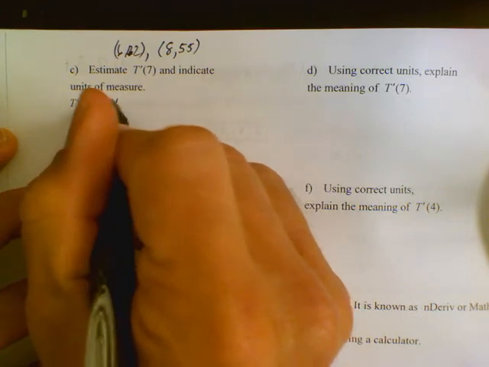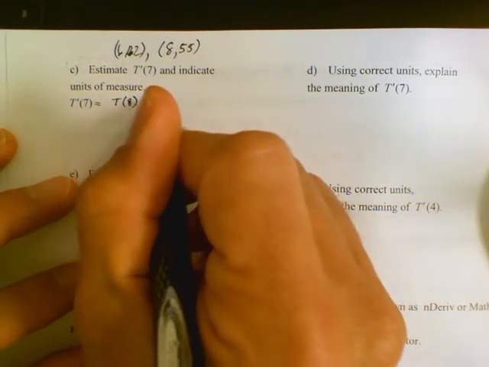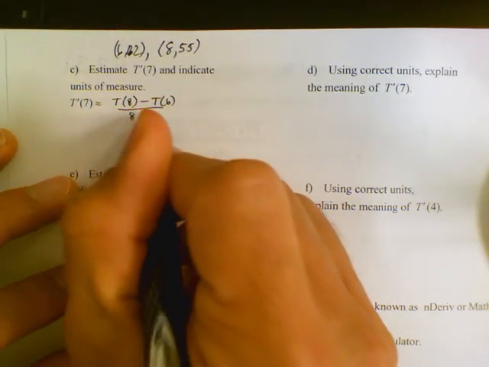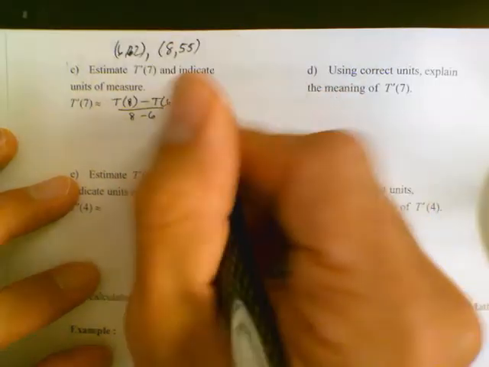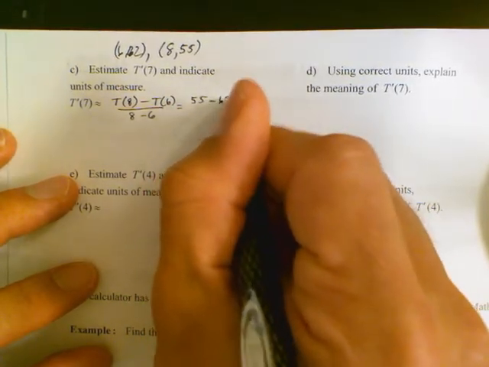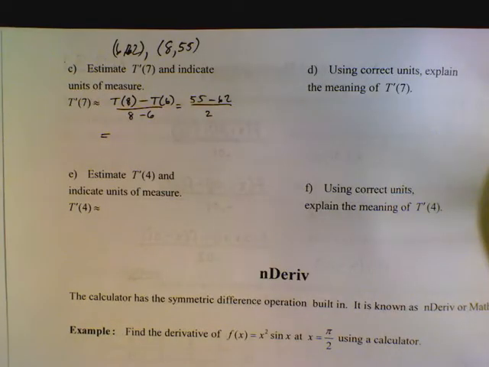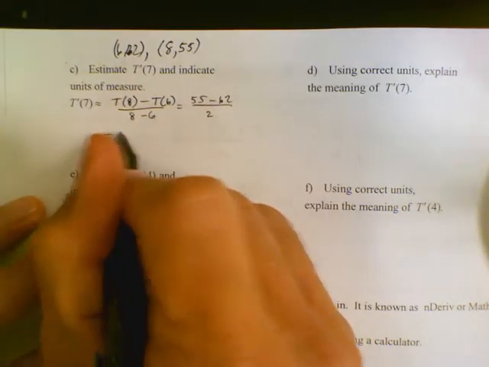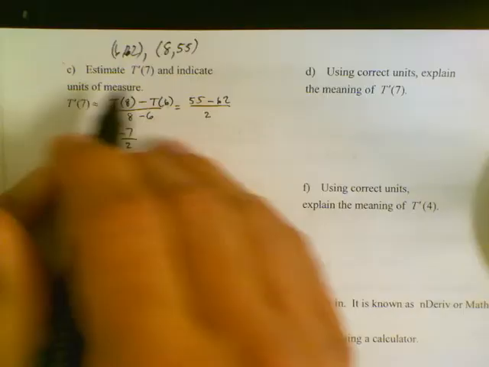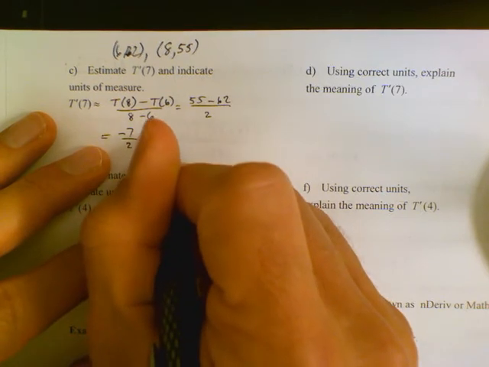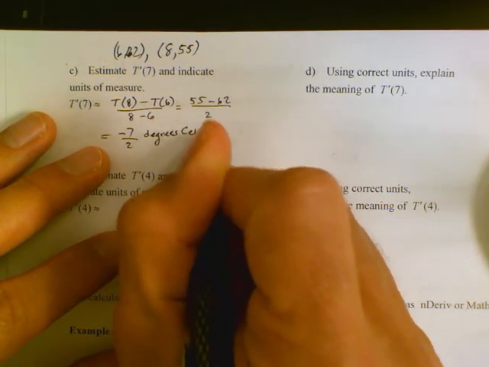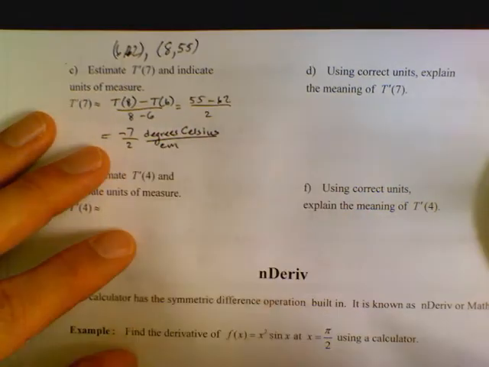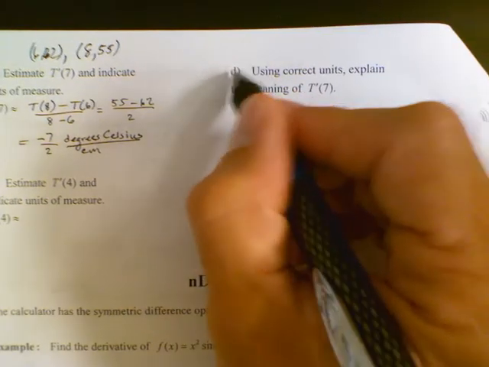T prime is approximately T of 8 minus T of 6 over 8 minus 6. T of 8 is 55, T of 6 is 62. And 55 minus 62 is -7, and -7 over 2. And then we're going to indicate units of measure, so we're going to say degrees Celsius per centimeter. Okay? And then it says to explain the meaning of T prime at 7. I think I'll save that. Instead of recording this on video, I'll save that for you guys.